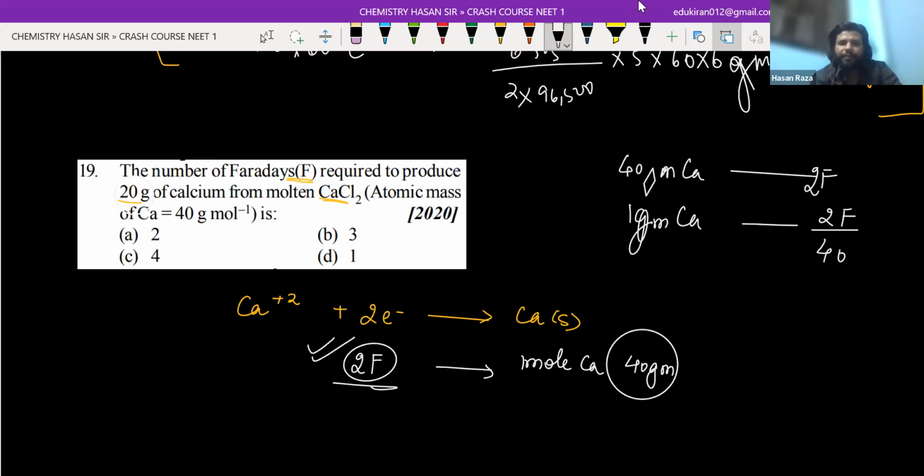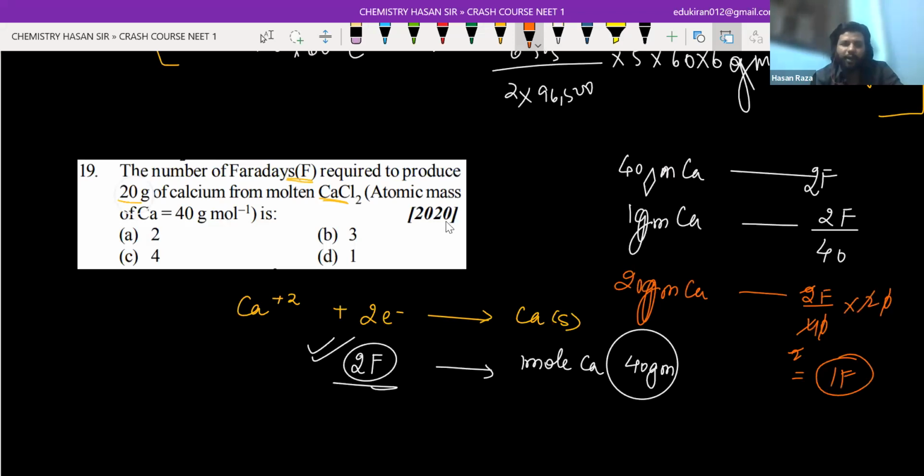Yes or no? Now you just need to do it for 20 gram. So for 20 gram, it is equal to 2F upon 40 into 20. Now 20 and 20 will be cancelled. 2 2s are 4 and 2 4s will be cancelled. So the answer is 1 Faraday. How many Faraday? 1 Faraday. So the answer will be D. Is that clear, everyone? Yes, sir.